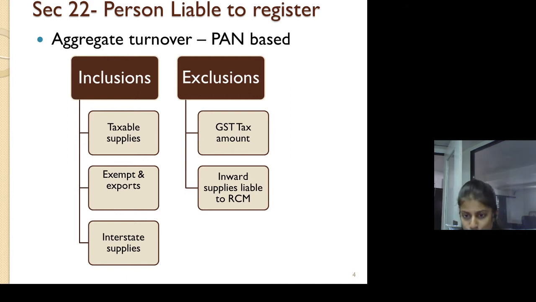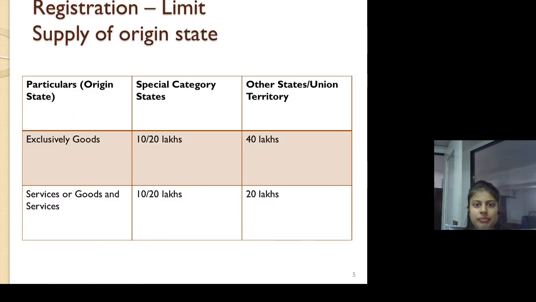Second thing, what is to be excluded from this? GST tax amount. By this we mean that only the net value of the invoice is to be taken and not the gross value. Tax is to be excluded. CGST, SGST, IGST, all that is not to be considered for calculating the aggregate turnover. Then we take inward supplies liable to RCM. Inward supplies are actually for our input. However, because the other party is not liable to tax, we are paying tax, so it is excluded from the aggregate turnover. Everything else has to be included in our turnover. So one important point to be taken is that while we are calculating the turnover, it is to be taken on a PAN basis, not a state basis. After this, we will see what is the registration limit which has to be taken.